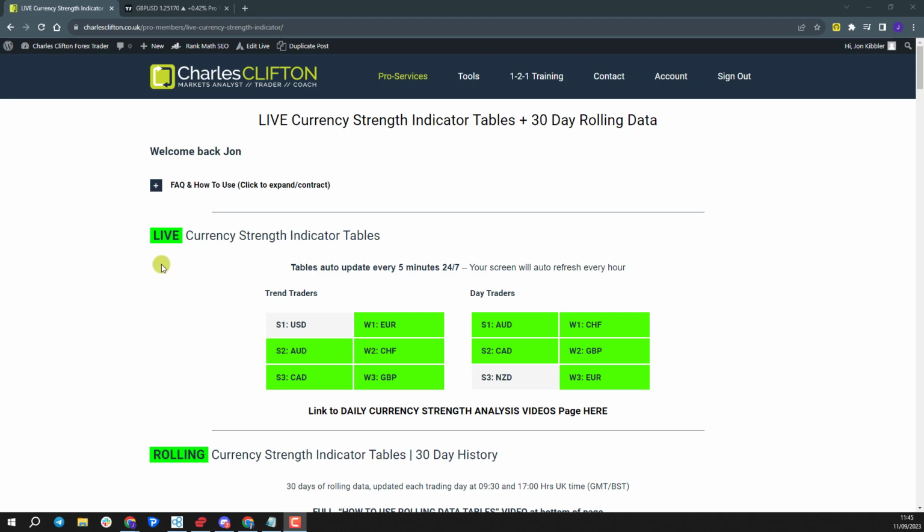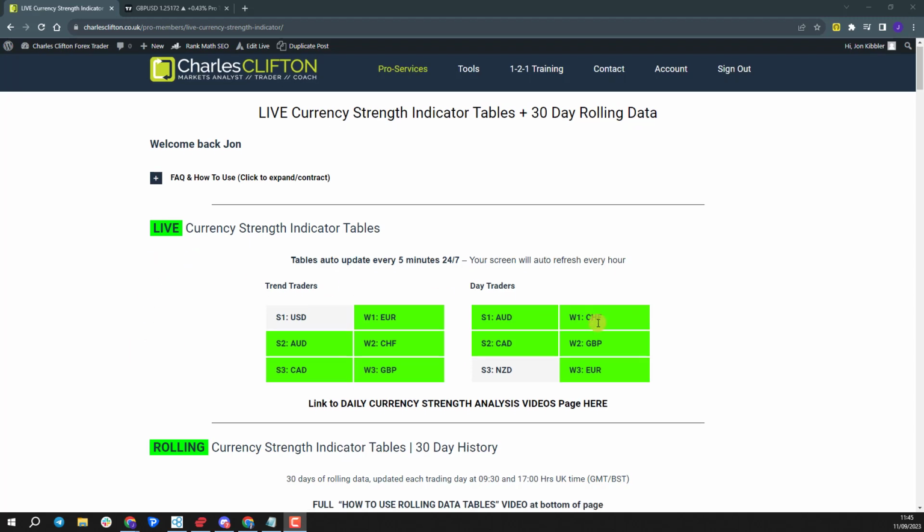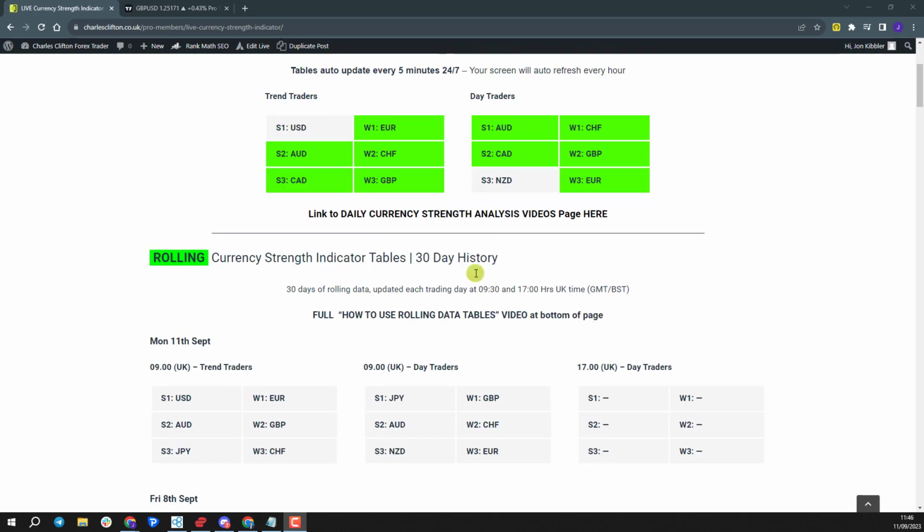Now, we have seen a lot of developments over the past couple of hours. If I just scroll back so that you can see both the live tables and the 30-day rolling tables, you can see our snapshot here at 9 AM in the UK, and the tables looked sort of different. We had the yen coming up as the strongest currency. That has completely faded away.